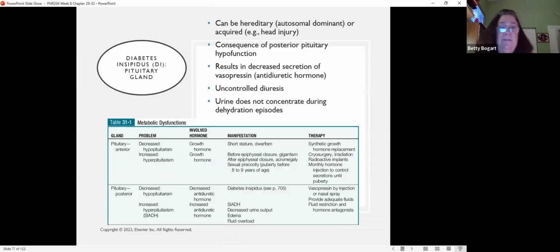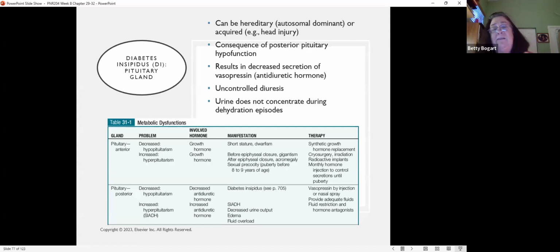Now, there's diabetes insipidus, and then there's syndrome of inappropriate antidiuretic hormone, which means in your pituitary gland, the posterior side, there is a gland that produces something called vasopressin. And what it is, it's an antidiuretic hormone. And what it does, it regulates fluid balance in your body.